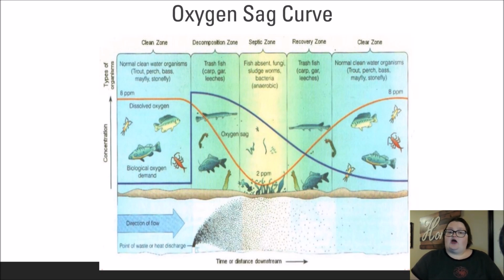Next, we move into the recovery zone. This is similar in terms to organisms in the decomposition zone. However, here, the BOD is low and the dissolved oxygen is beginning to increase. Finally, in the secondary clear zone, the BOD and DO have returned to their primary conditions. This process is known as an oxygen sag curve.